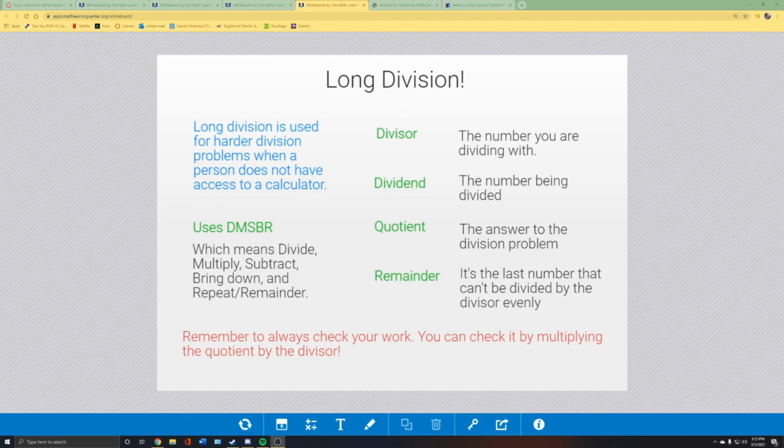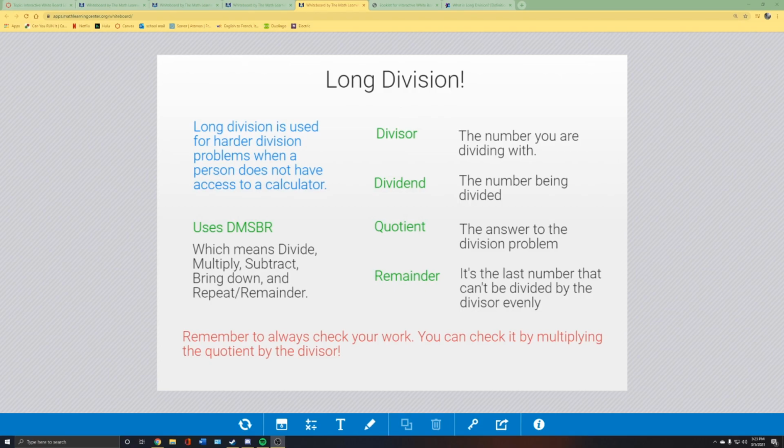Long division uses DMS-BR. This is kind of like PEMDAS or GEMDAS, depending on which one you learned, where it's just an acronym for the steps of the problem, the order of operations, which means divide, multiply, subtract, bring down, and repeat or remainder. I will get into the remainder later, as it's used when you don't use decimals. And remember to always check your work. This applies to any math, not just long division. However, in long division, it's very easy because all you have to do is multiply the quotient by the divisor.